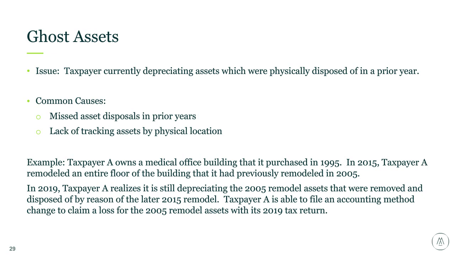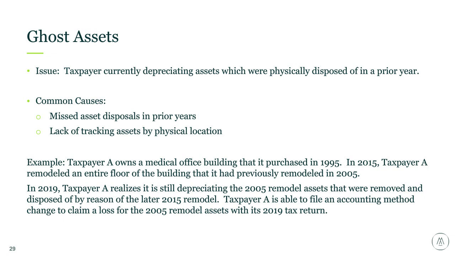So what we're able to do on the current year tax return is go ahead and claim a disposal loss for the net tax value of any of those assets that are hanging out there that were disposed. There's no need to go back and amend. We're able to just file a method change to catch up to where we should be with respect to our disposals.